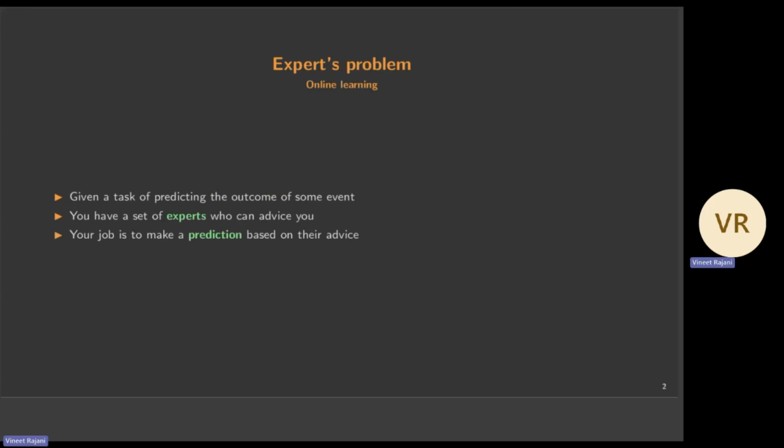Here is a simple but fundamental problem from the online learning literature called the experts problem. Basically, it's a prediction problem where the prediction is to be made using a bunch of experts. The task is the following. Every day, the algorithm needs to make a prediction about some event, like the likelihood of rain today or the price of a stock going up or down. To make this prediction, the algorithm can seek advice from a bunch of experts and finally make its own prediction based on their advice.